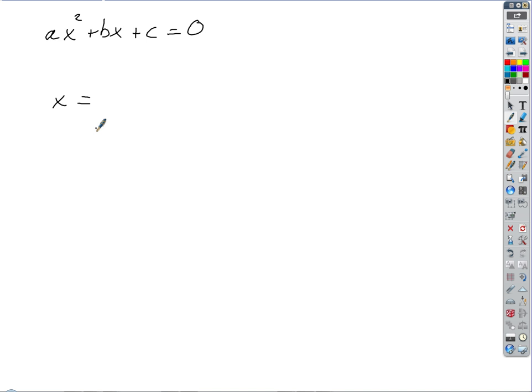Okay, and if we start there, then x equals plus or minus the square root of b squared minus 4ac, divided by 2a. There it is, right? So that's it. If you know those two things, you can solve any quadratic equation pretty easily, right?